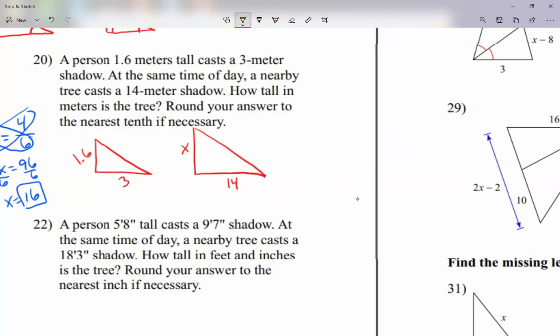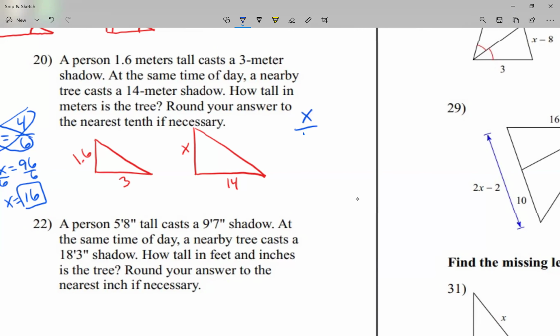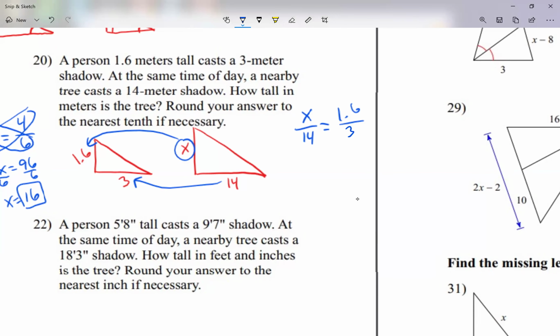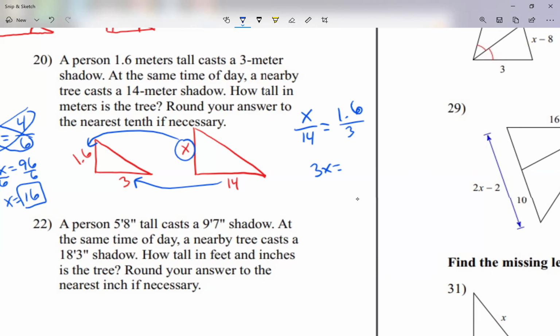Okay, so I know how to solve for this. According to the measurements from the tree, I'm going to write my fraction X over 14. Remember, those are the measurements from the tree. X goes with 1.6, and 14 goes with 3. I'm going to cross multiply it. 3 times X is 3X. 14 times 1.6 is 22.4.